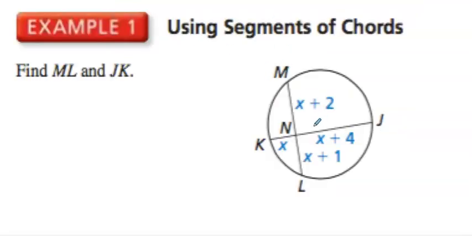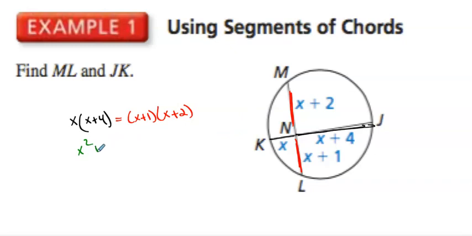Okay, you try that. All right, so using the segments, we have two chords. We've got KJ, which is made up of X times X plus 4. So that is the product of the first chord, and this should equal the product of the second chord, which is X plus 1 times X plus 2. Alright, cool. So we've got some quadratics here: X squared plus 4X equals X squared plus 3X plus 2.